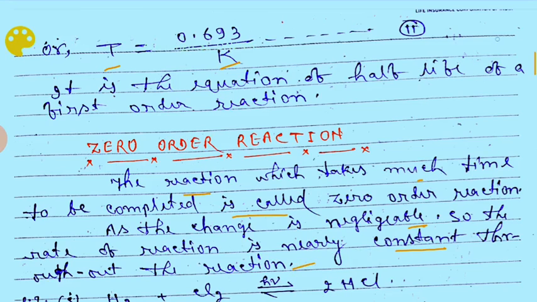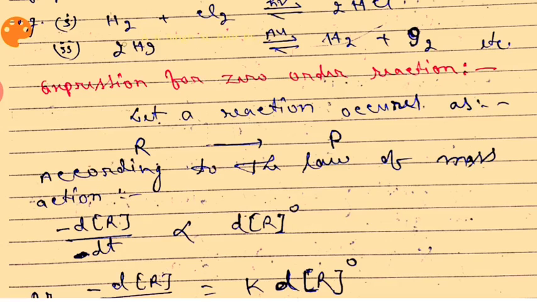For example, suppose H2 plus Cl2 is equal to 2HCl. Here rate of reaction is very slow, so it is considered as zero order reaction. Means after 2 minutes, 10 minutes, 1 hour, rate of reaction will be equal.